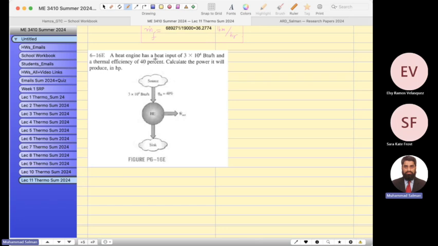A heat engine has a heat input. So this is our heat input, Q dot H. You see 3 into 10 to the 4 BTU per hour. And a thermal efficiency, 40%. Calculate the power it will produce in HP.